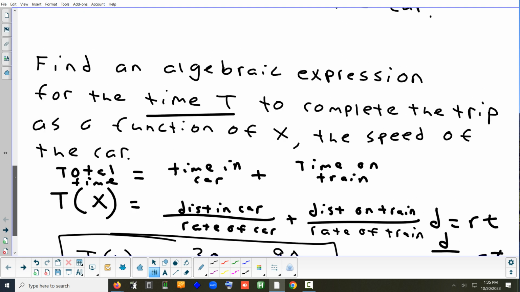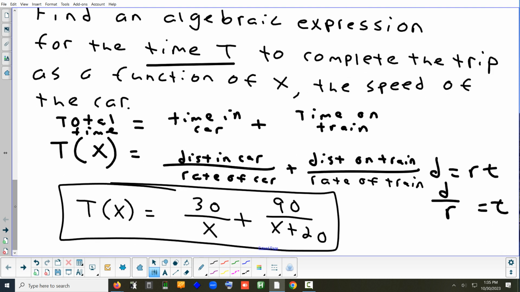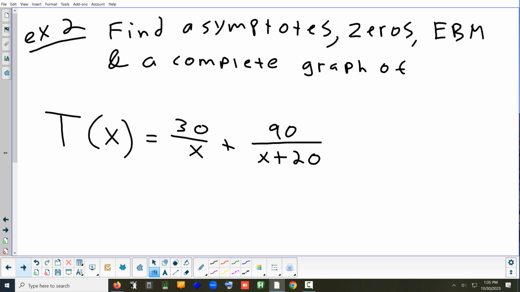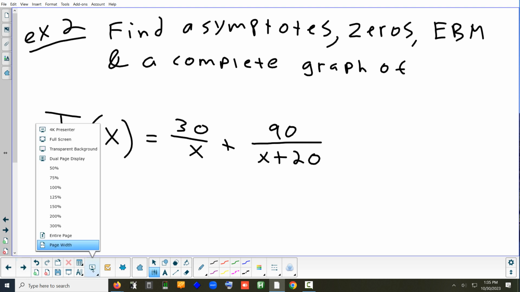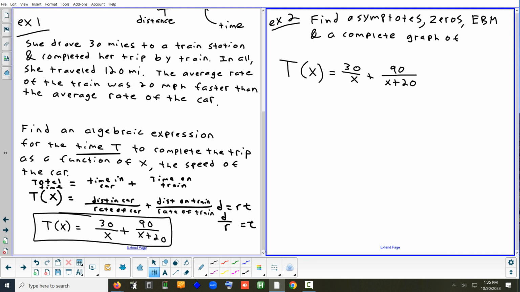So there is an algebraic expression that represents the time to complete the trip. You just tell me how fast the car was going. If the car is going 50, I can fill in 50 for x and add it up, and then it'll tell me how long it takes to do the trip. Any questions on how we came up with that? Okay. I think that I just copied this over. It's the same. I use the same letters.